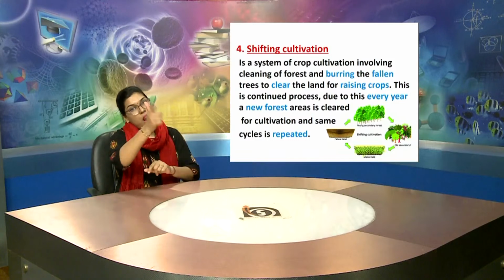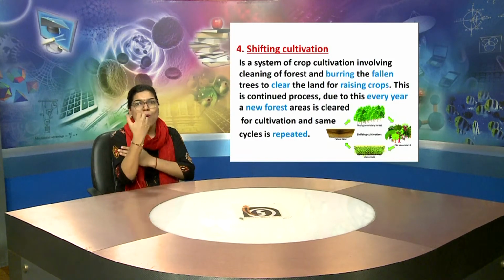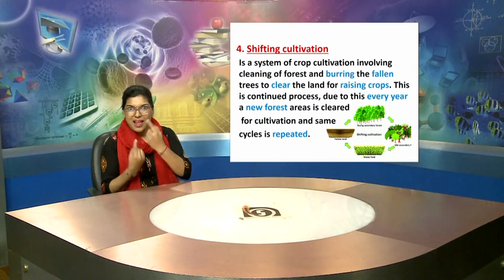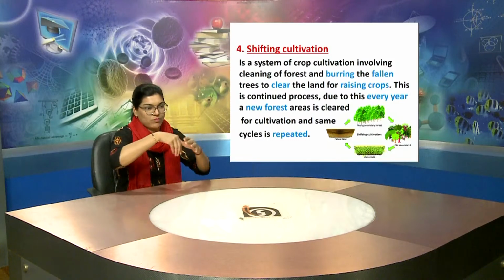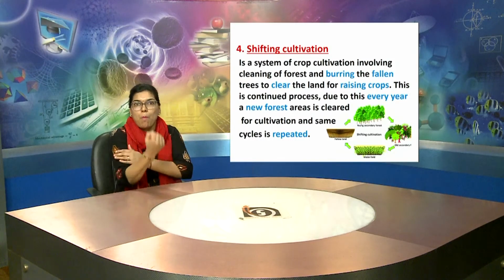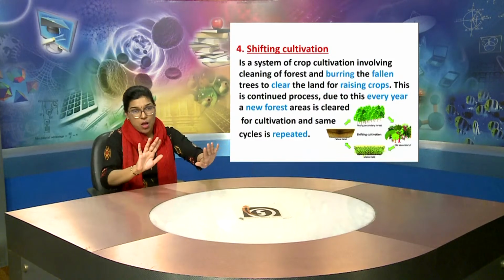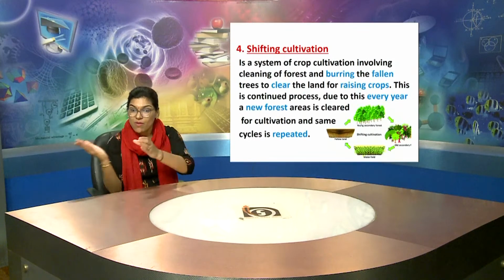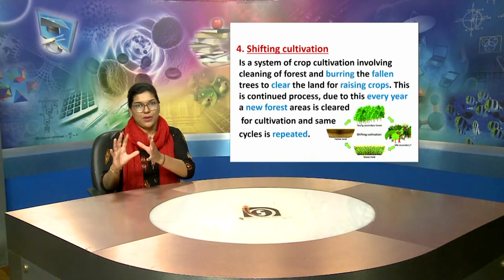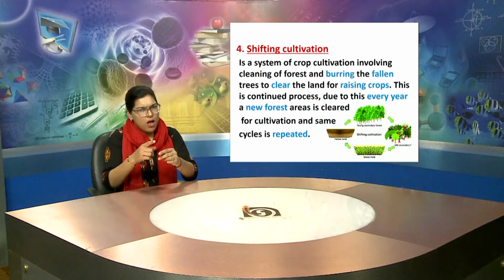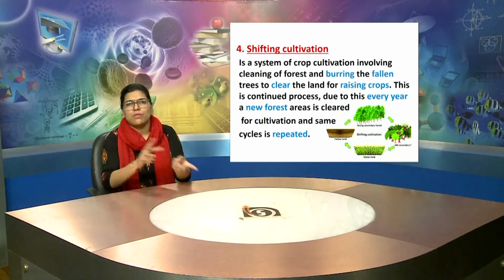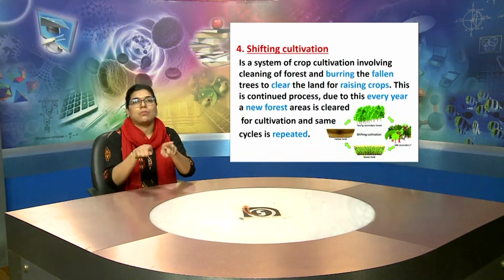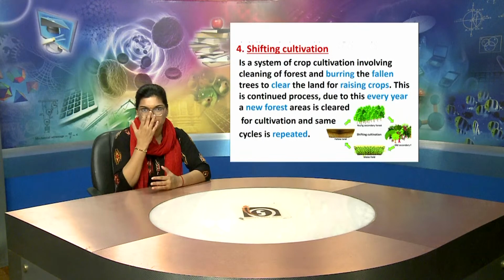And because of this reason, every year a new forest area is cleared for cultivation. And this cycle of clearing the land and then leaving the cultivated area gets repeated every year because they need to shift their cultivated area. It is getting repeated in cycles.